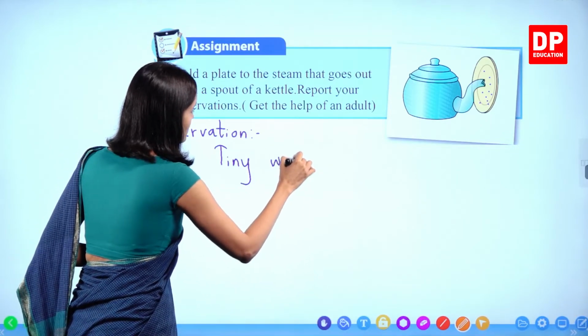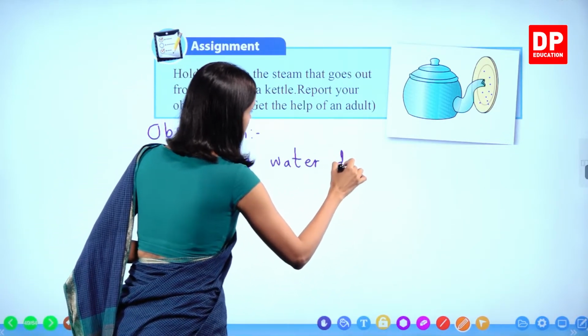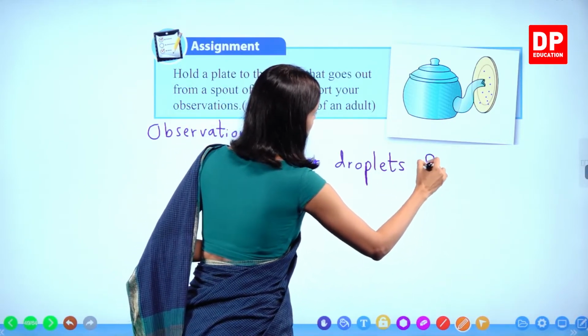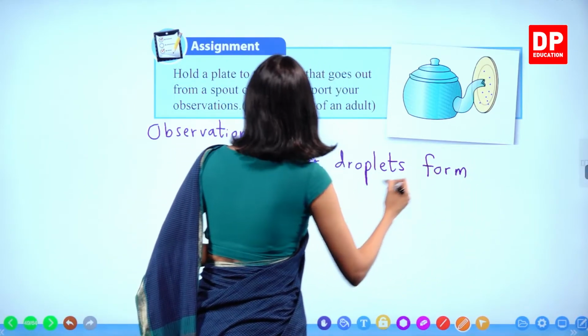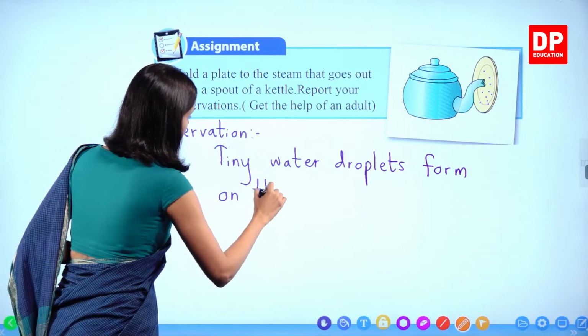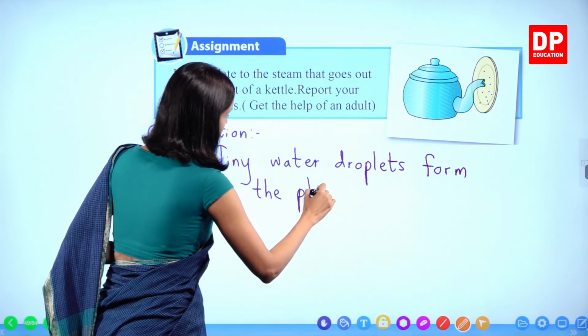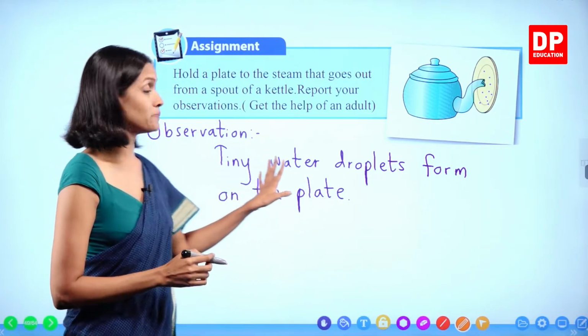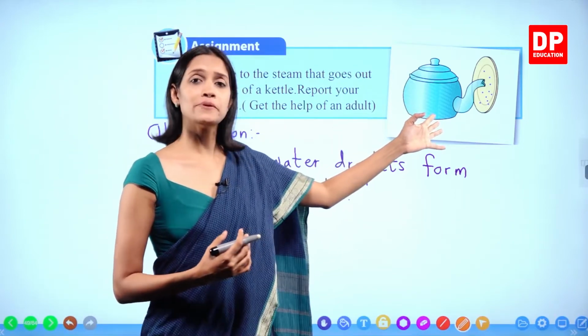Tiny water droplets form on the plate. So why does this happen, children?